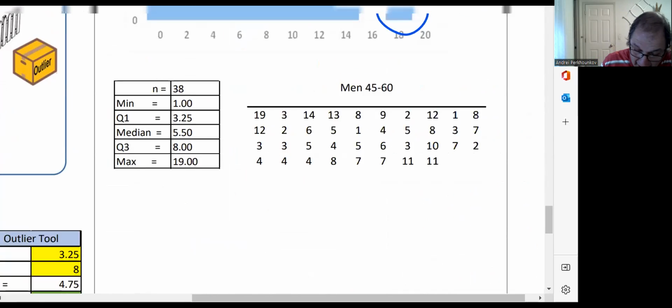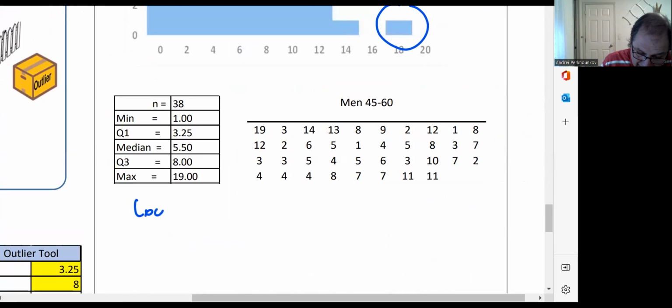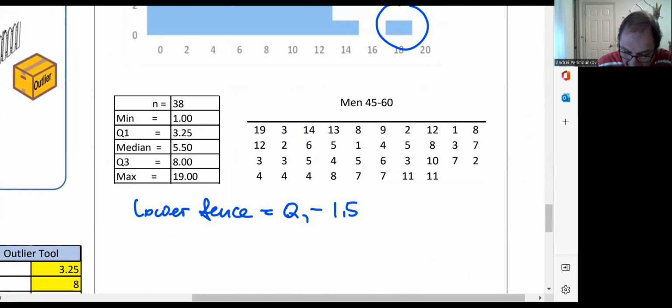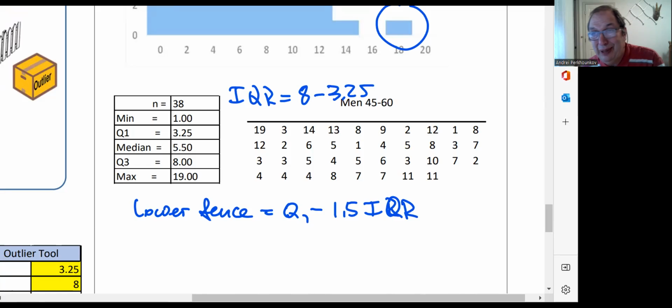And the formulas are, the lower fence is Q1 minus 1.5 IQR, and IQR, as you see it here. And I'm writing it so that you know it doesn't come from out of the sky, and it's all visible, is 8 minus 3.25. But we're not, as you suspect, going to crunch those numbers on the calculator.